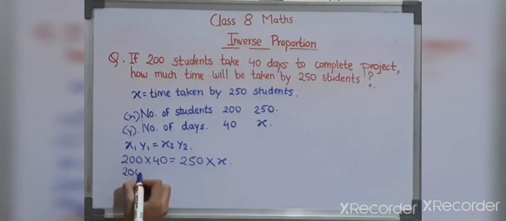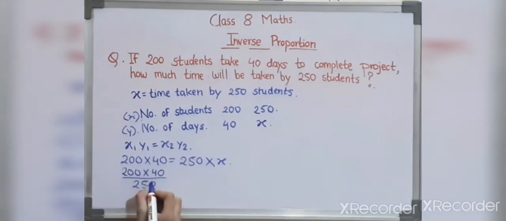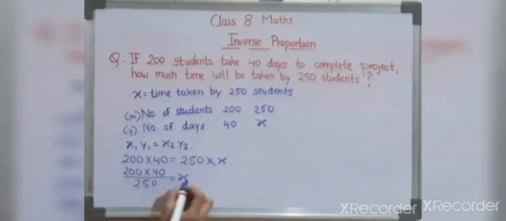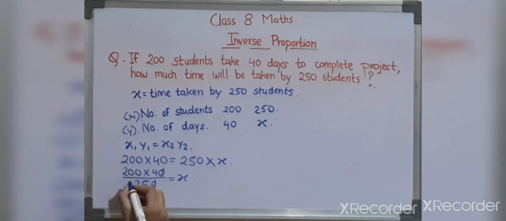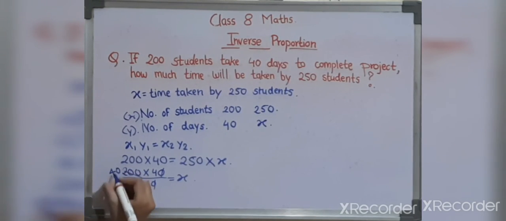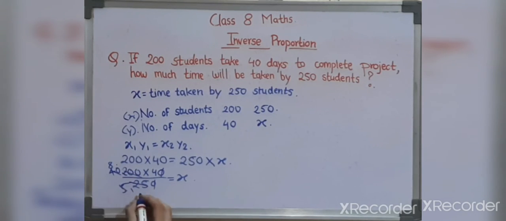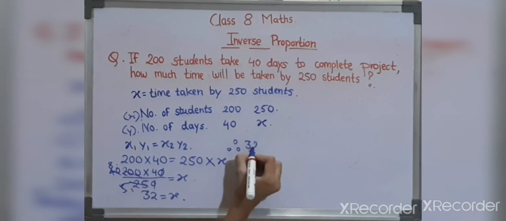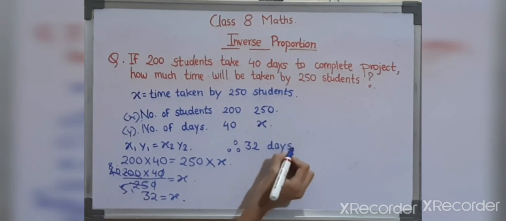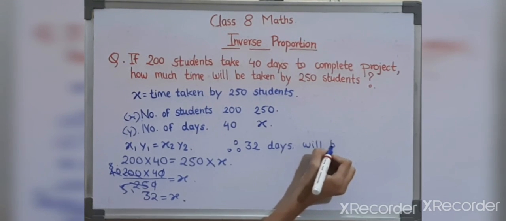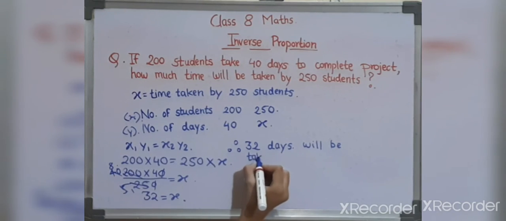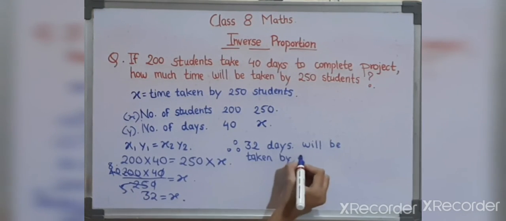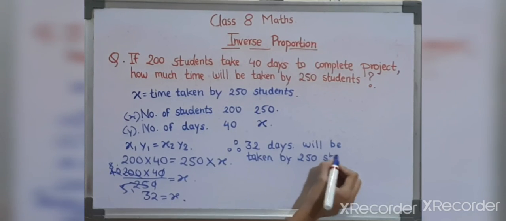So 200 into 40 upon 250 is equal to x. Then 4 8s are 32. So 32 days will be taken by 250 students.